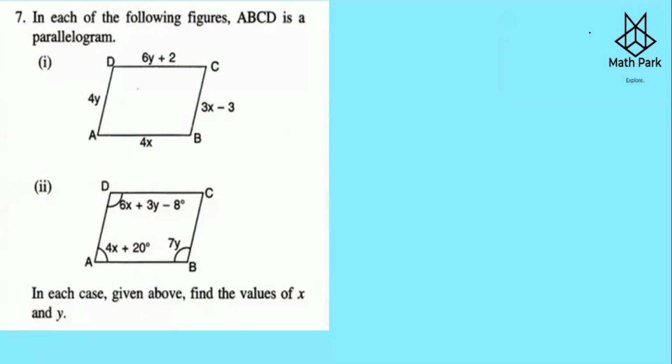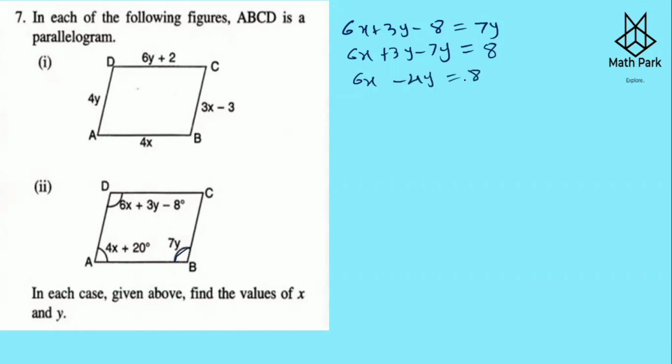part. In the second part, we are given the information about angles. Now we know that the opposite angles of a parallelogram are equal. So therefore, we get the first equation, that is 6X plus 3Y minus 8 is equal to 7Y, because opposite angles of a parallelogram are equal. So let us simplify this. We get 6X plus 3Y minus 7Y is equal to minus 8 moves here, becomes plus 8. So 6X, 3 minus 7 is minus 4Y is equal to 8. Divide by 2, you get 3X minus 2Y is equal to 4. Let this be our equation number 1.